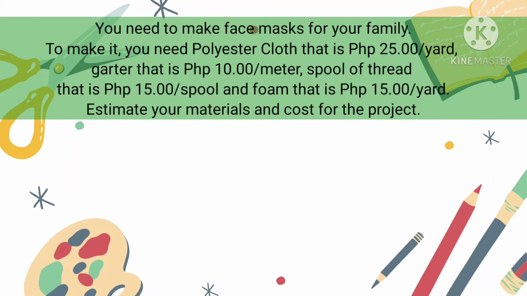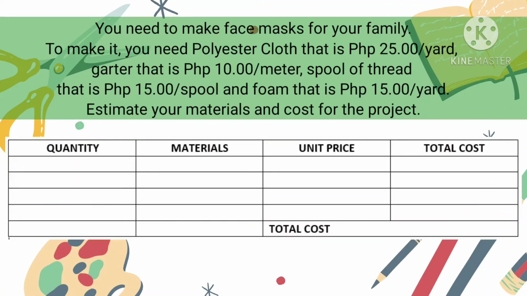To do this, we will prepare a 4-column table. First column is for quantity, second column is for materials, third column is for unit price, and fourth column is for the total cost. For the materials column, it answers the question, what are the materials you need? In our scenario, the materials are polyester cloth, garter, thread, and foam.